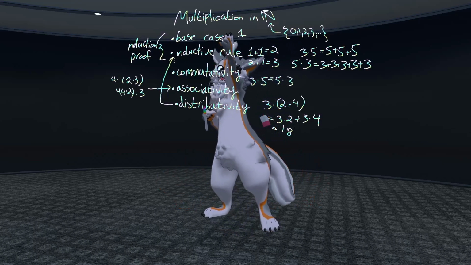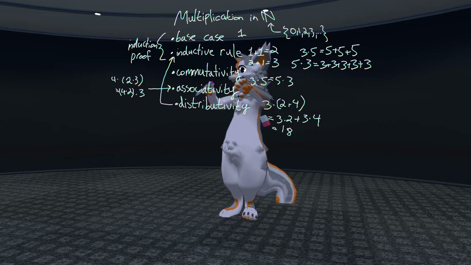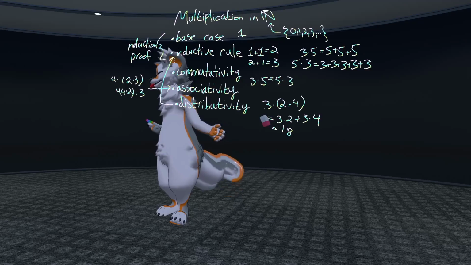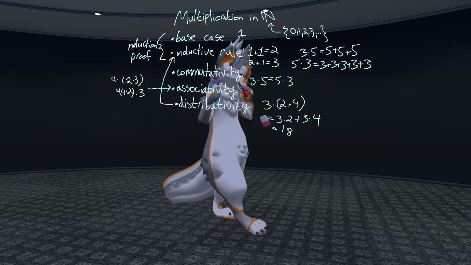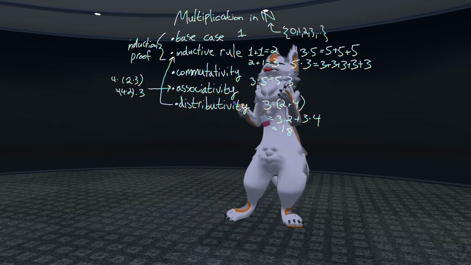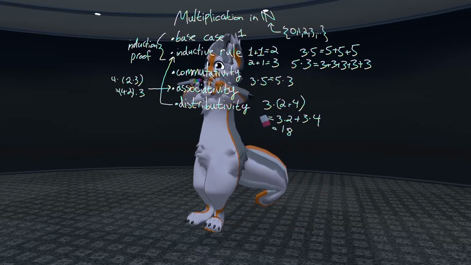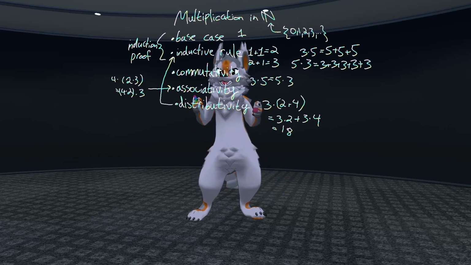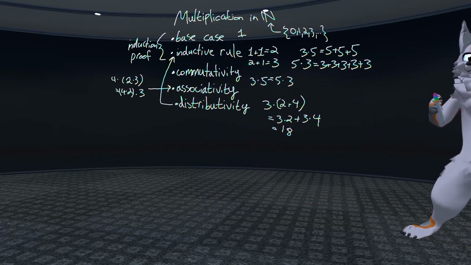So that's what we're going to be doing, but first and foremost, let's actually define what multiplication in N is going to mean, right? That's going to be first and foremost. So let me take some more space for myself.